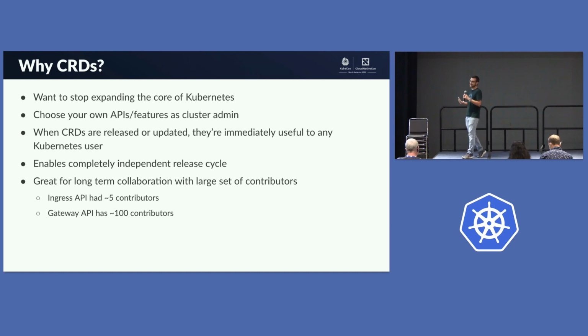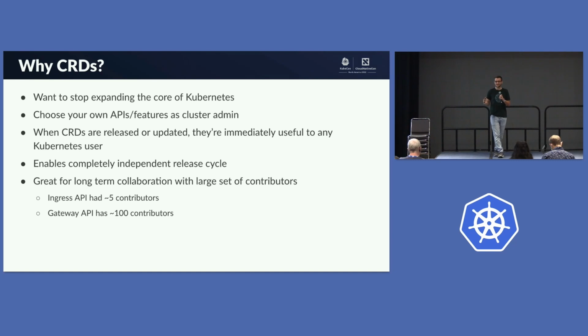It allows you as a cluster admin to choose which APIs, which bits of functionality you want to allow in your cluster. And when CRDs are released or updated, they're immediately available. So anyone using a Kubernetes cluster that's older than 1.16? Okay, good. If you were, I'd love to talk to you, but it sounds like we're good. So that means you can install this API in your cluster today, tomorrow, whenever, and it works. You don't have to wait for the next version of Kubernetes to roll out. It's available whenever you want to try it out.